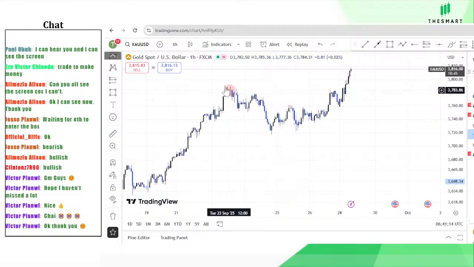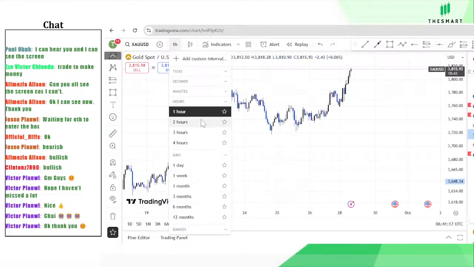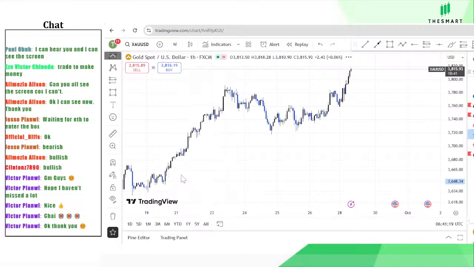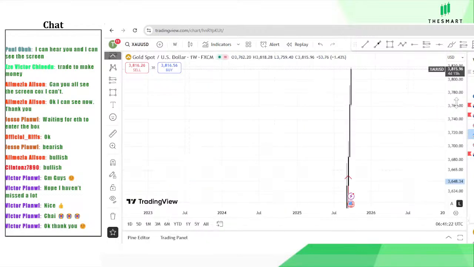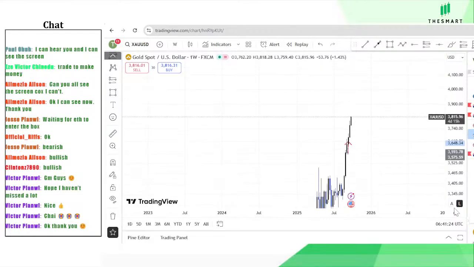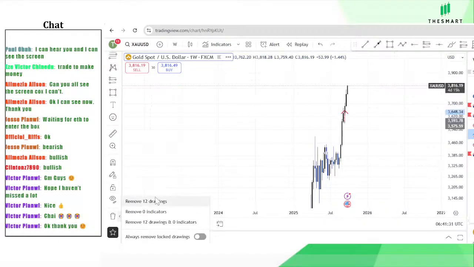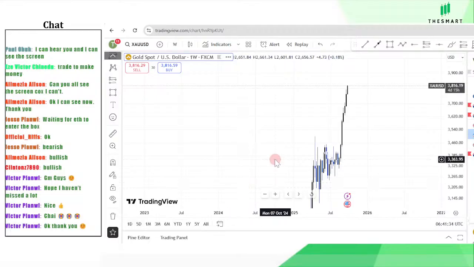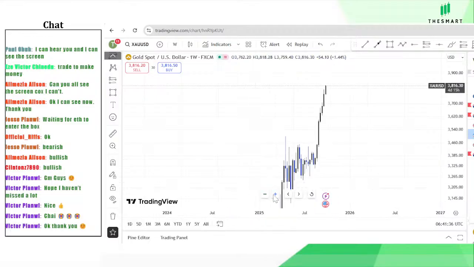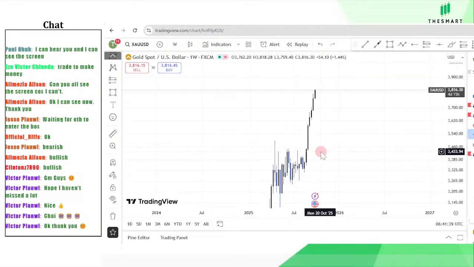Okay, gold has been super bullish. Like if there is any word for that, gold has been bullish. All right, so let's look at it. So from the weekly, all we can see is that the price is bullish. The price is bullish.